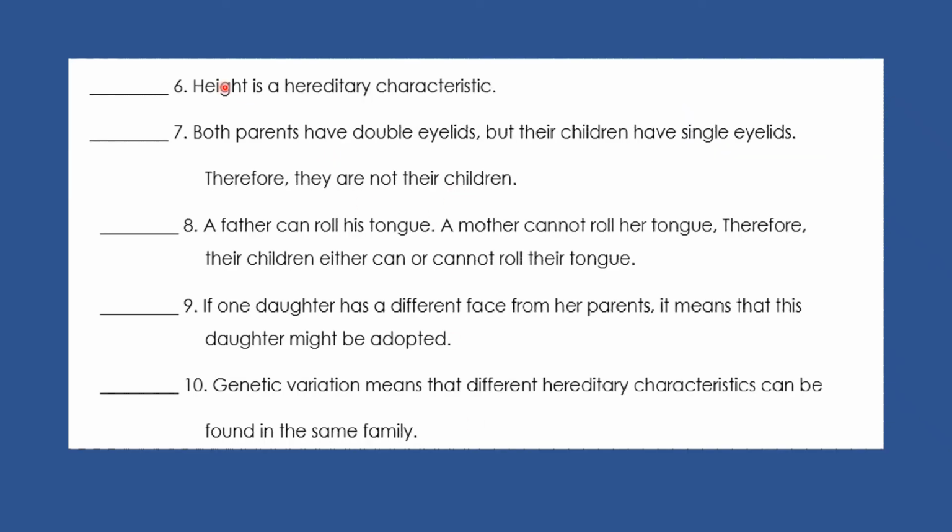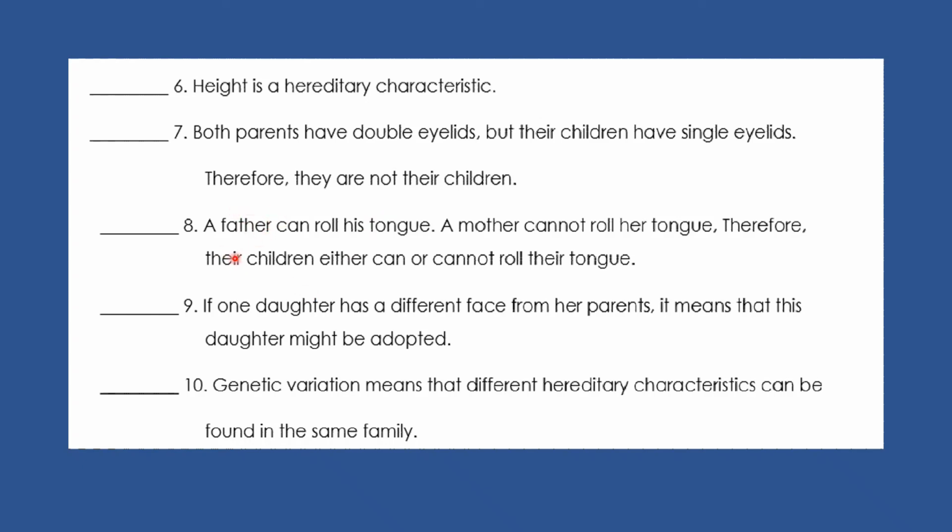Okay, number 6. Height is a hereditary characteristic. Check or X? Number 7, both parents have double eyelids, but their children have single eyelids, therefore they are not their children. Is that a basis? If your parents have double eyelids and their children have single eyelids, is that a basis that you are not a child of your mom and dad? You may check or X.